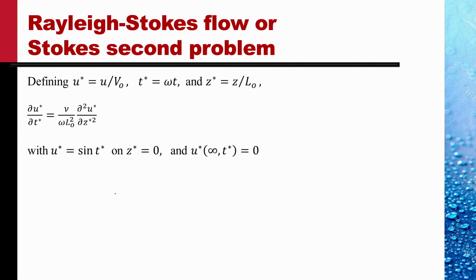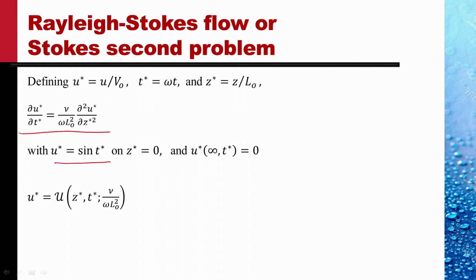If we do the transformation, the normalized equation looks like this, with the boundary condition that u star is equal to sine t star at z star is equal to 0, and u star at infinity for all times is 0. They're far away boundary conditions. And so u star now is a function of two independent normalized variables, z star, t star, and one parameter nu divided by omega L naught square.